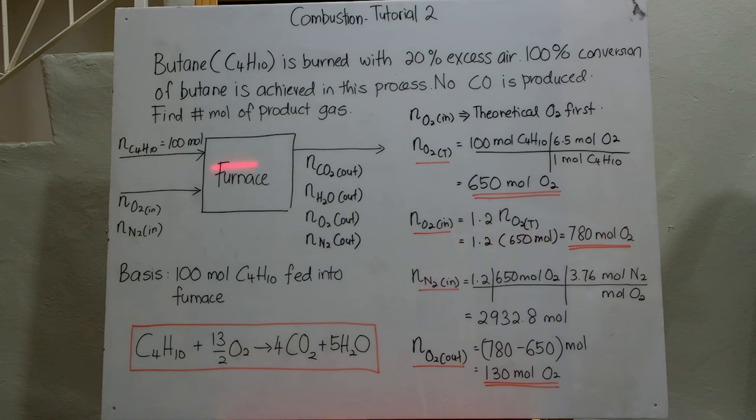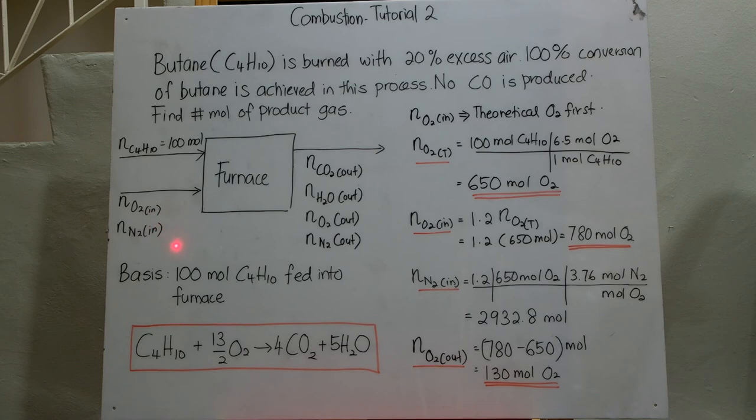Okay, now we know that already. So our oxygen in is 780 mole O2. Since we have this, what will be our nitrogen in? The number of moles of nitrogen in will be 1.2, the same relationship as just now, 1.2 times 600 mole O2, and then we multiply by the conversion factor relating N2 and O2 that you have in the textbook, 3.76. So we get the number of moles of N2 in equivalent to 2932.8 mole.